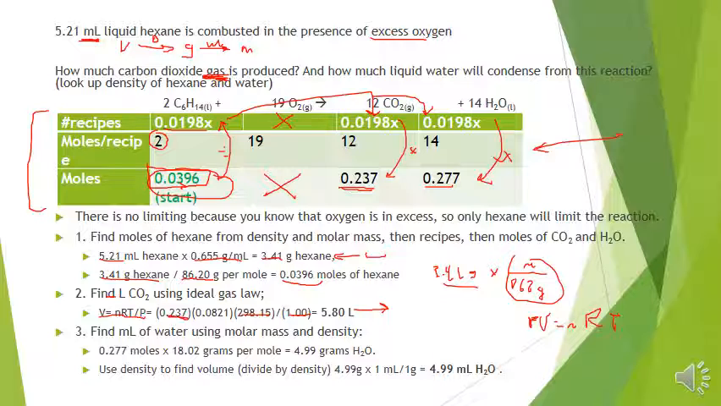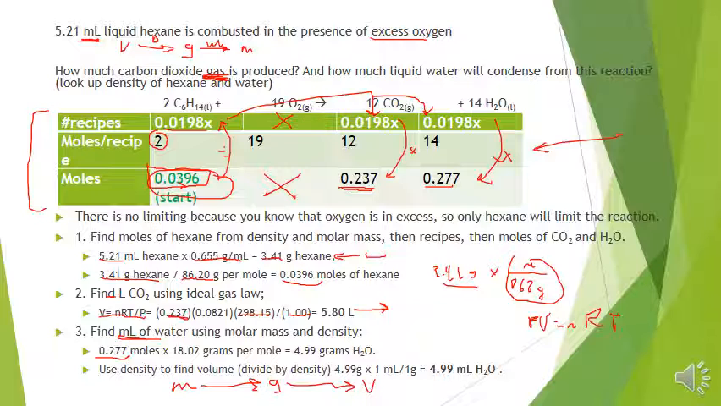Now we want to find out how many mL of water are condensed or formed in this reaction. We know the amount of moles is 0.277, and I want to figure out how many grams that is. We want to find mL of water, the volume of the pure liquid water. So we're going to go from moles to grams using molar mass, and then since we're using a liquid, we're going to use density to figure out the volume in liters or milliliters.